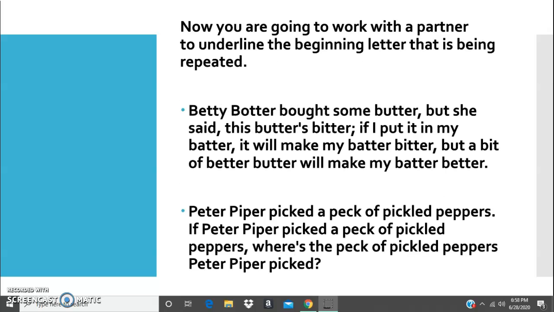Now you are going to work with a partner to copy these sentences down in your notebooks and underline the beginning letter that is being repeated. While you are working, I'm going to be walking around the room monitoring to help you out. Okay, everyone did a good job. In the first sentence, I see that you underlined the B being repeated several times at the beginning of the words. And in the second example, you underlined the P being repeated several times at the beginning of each word.